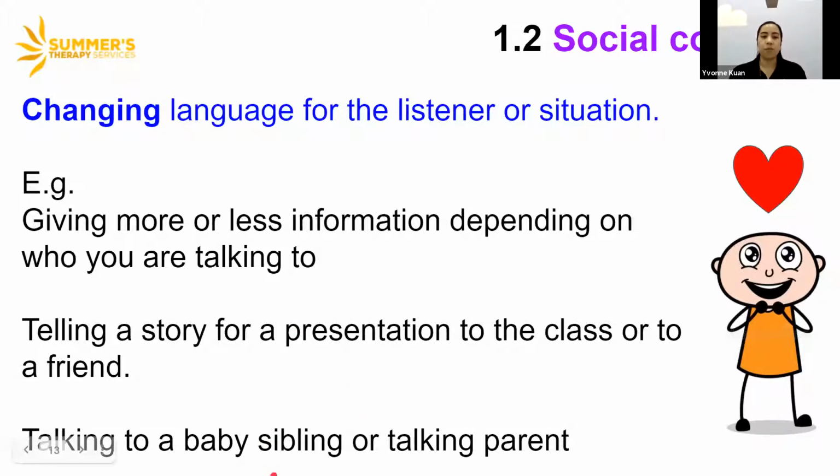Similarly, another example would be when you're talking to a baby versus when you're talking to a parent. If I'm talking to my baby brother, I would say, come, give me now. I wouldn't go to my mother and say, come, give me now. I would say, Mom, can I please have the remote control? So I would change it based on who is listening and what is appropriate for that situation at that time.